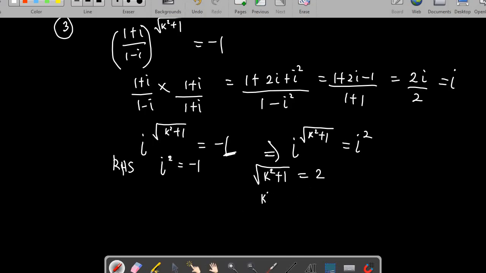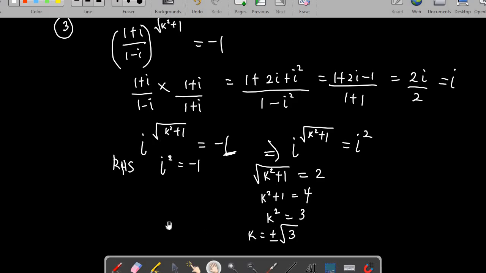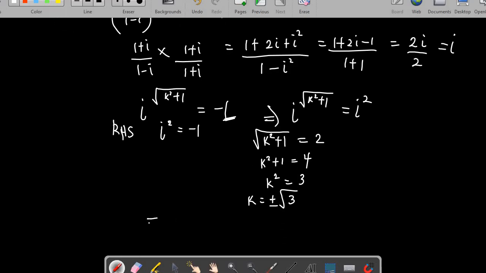So this will be k squared plus 1 equals 4, and this will be k squared equals 3. So k will be equal to plus or minus square root of 3. But the question asks for the lowest possible value of k. So this implies that the lowest possible value of k will just be negative root 3, and not just root 3.